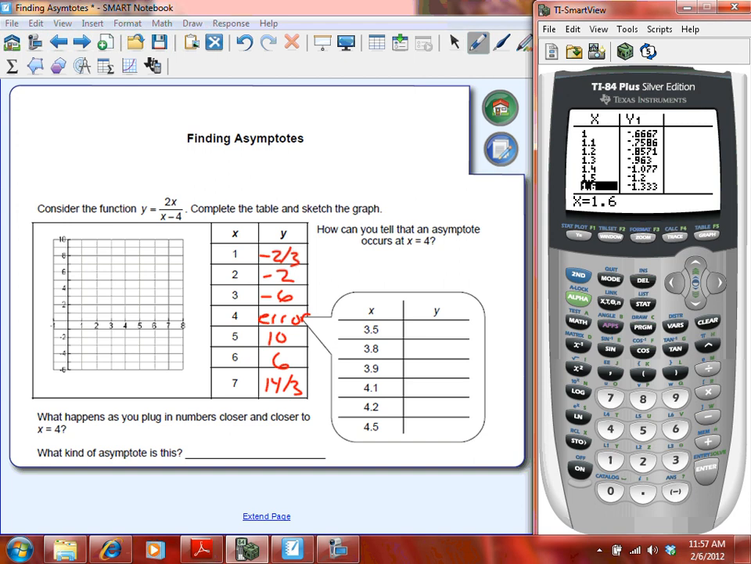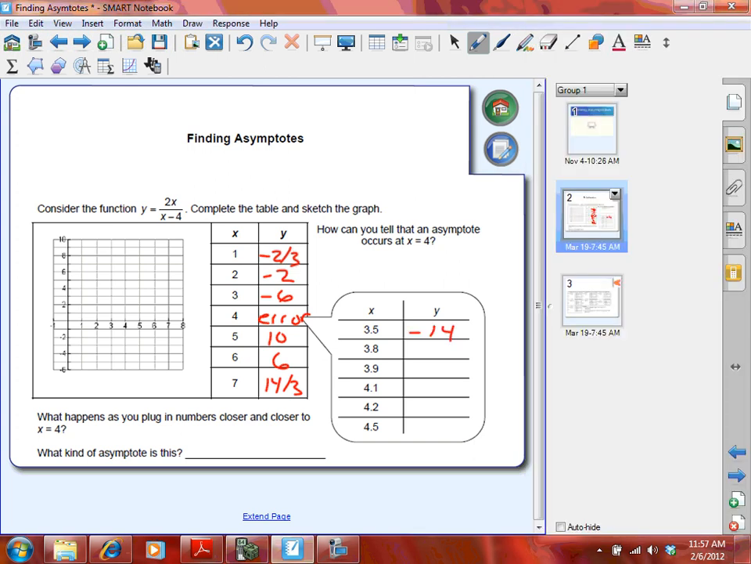All right, 3.5. Anybody got there yet? What do you see next to 3.5? Negative 14. Next to 3.8, you see negative 38. Next to 3.9, you see a negative 78. Now let me stop right there real quick.